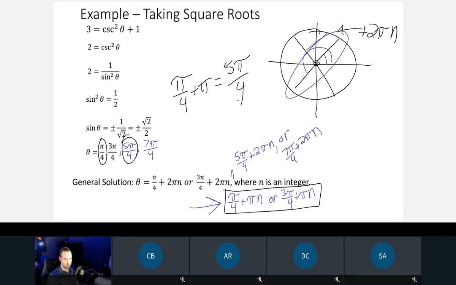So what's with the 3 pi over 4? Again, 3 pi over 4. So you have 3 pi over 4 and 7 pi over 4. 3 pi over 4 plus pi is 7 pi over 4. So there's that case.